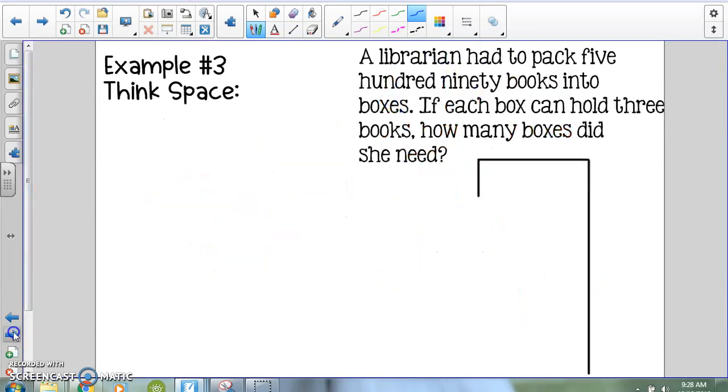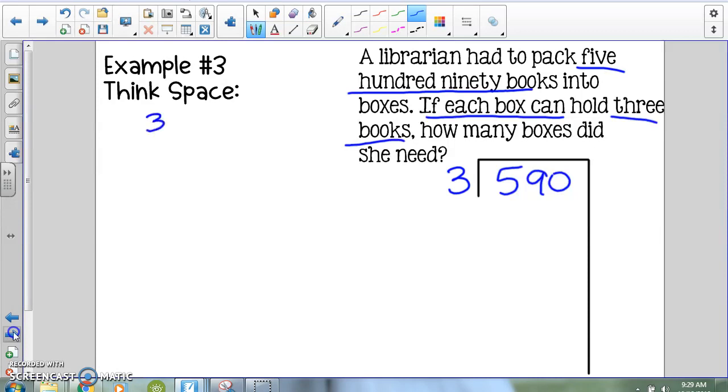Okay. Last example. It's a word problem. The word problem says a librarian had to pack 590 books into boxes. If each box can hold 3 books, how many boxes did she need? So we have to figure out our total. A librarian had to pack 590 books. So 590 is the total number that we have. If each box can hold 3 books, how many boxes did she need? So our divisor is going to be 3.